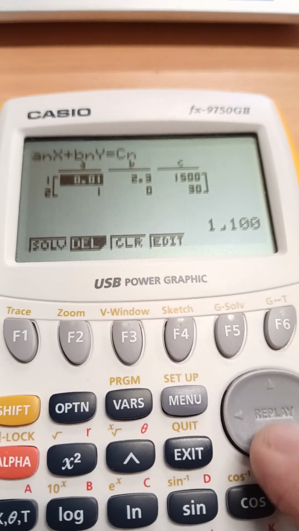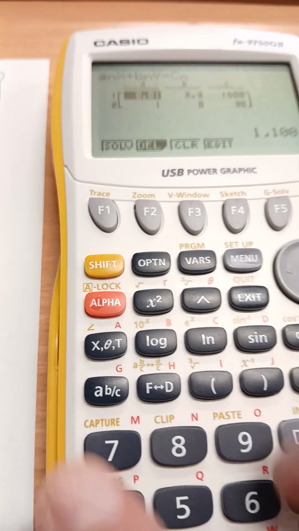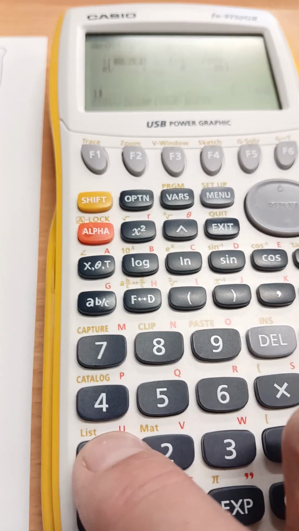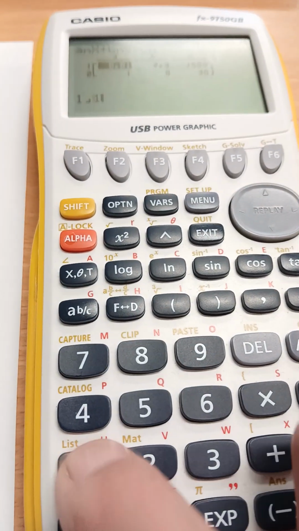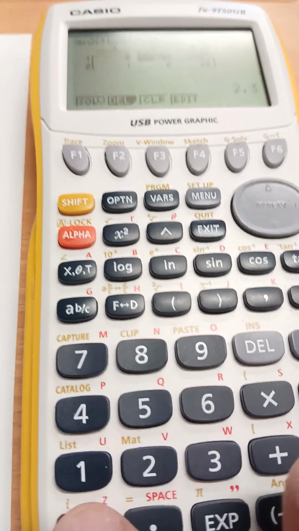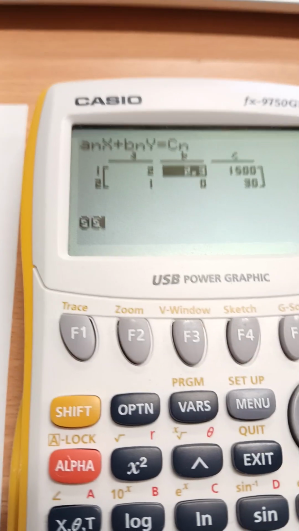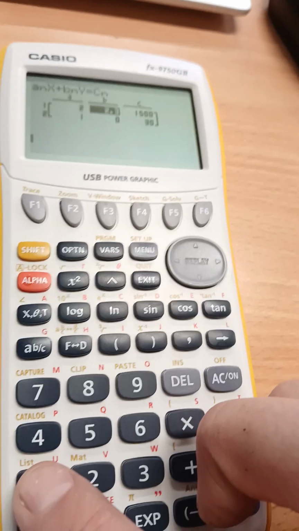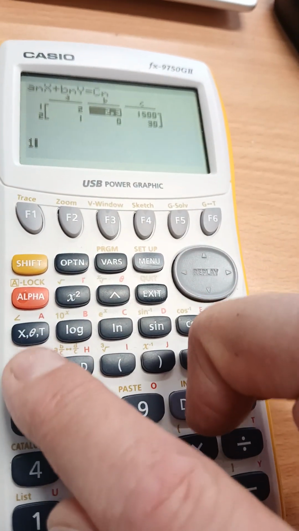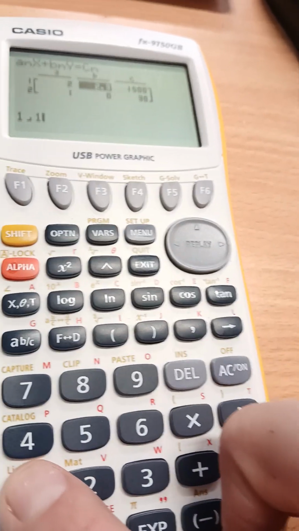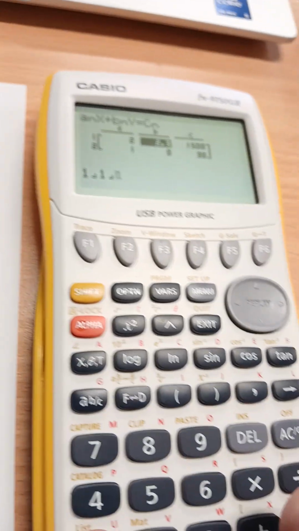You can also enter improper fractions doing this. If I wanted to have 1 and 1/100th, it would just be 1 and 1/100th. Let's do that again.